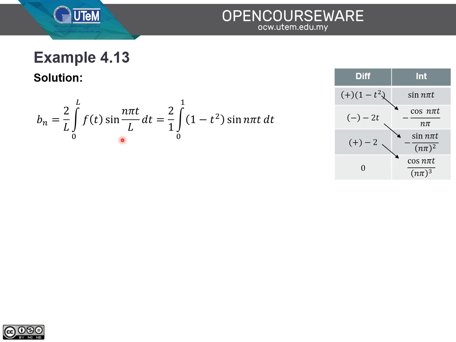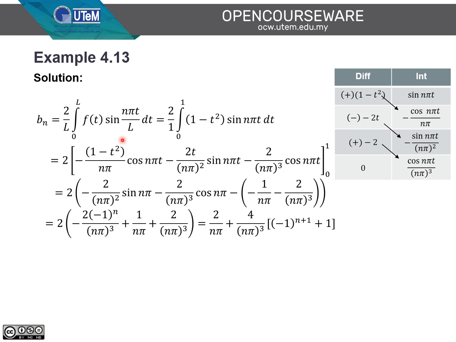Cross multiplication of the tabular method, we obtain the solution of the integration as shown here, with the limit of the integration from t equals 0 to t equals 1. When we substitute the upper limit t equals 1 into the expression, we obtain these two terms, minus when we substitute t equals 0 into the expression, with cos 0 equals 1, we obtain this expression.